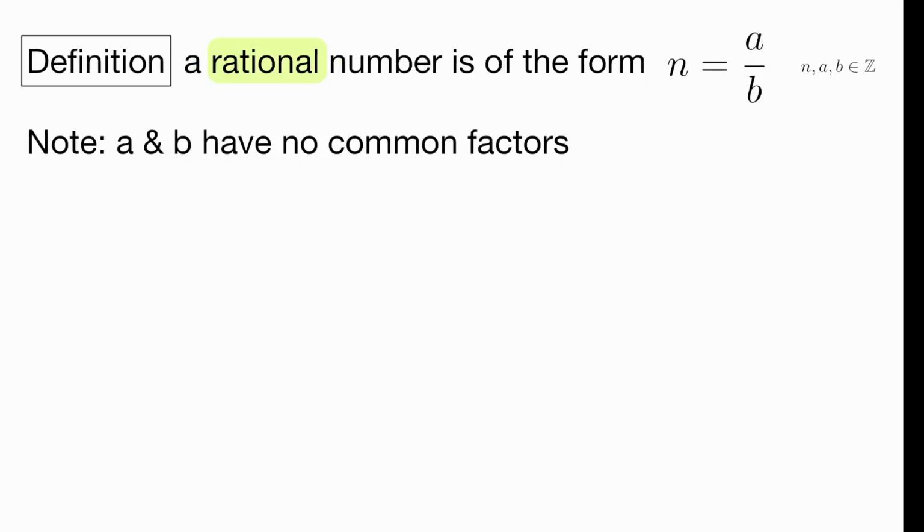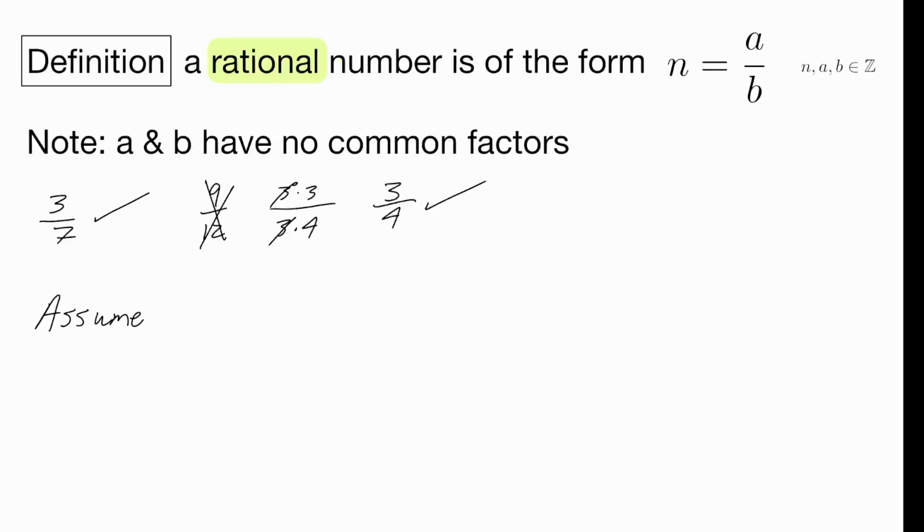That means that a number like 3 divided by 7 is a great rational number. A number like 9 divided by 12 is not a rational number, because 9 is 3 times 3 and 12 is 3 times 4. Well, these share a common factor. So 9 divided by 12 is not a rational number, but 3 divided by 4 is a great rational number for our purposes. And what we're going to do is what's called a proof by contradiction.